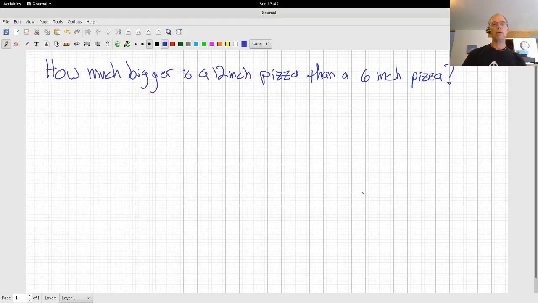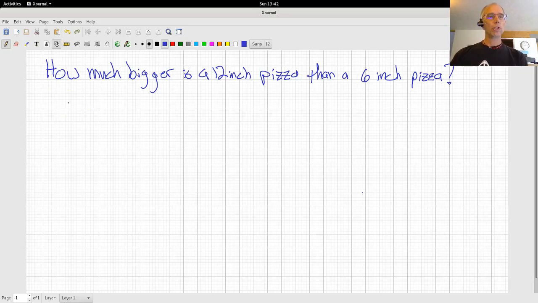So let's take a look at how much bigger a 12-inch pizza is than a 6-inch pizza. A naive answer here might be to say, well, 6 inches, duh. But that doesn't quite get at the idea of a pizza. What does it mean to be a 6-inch pizza or a 12-inch pizza? Well, more often than not, pizzas are round.